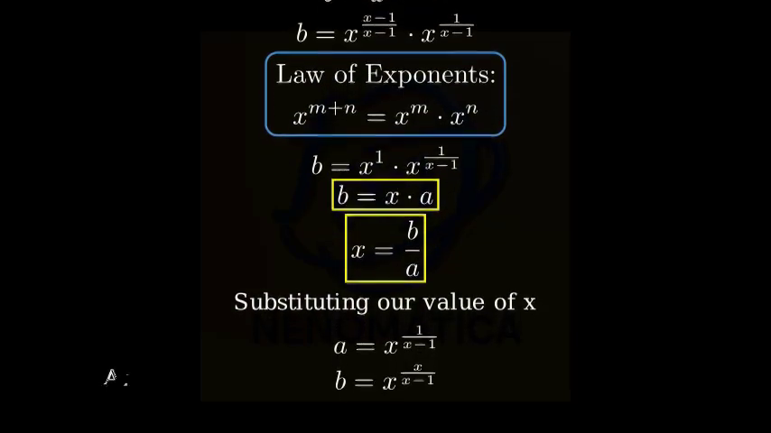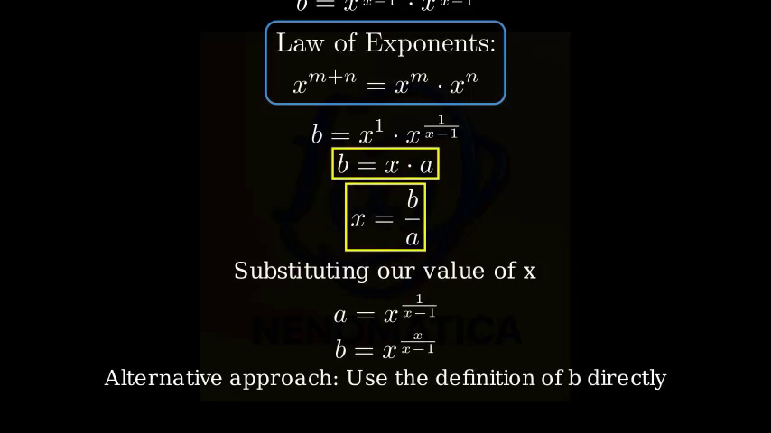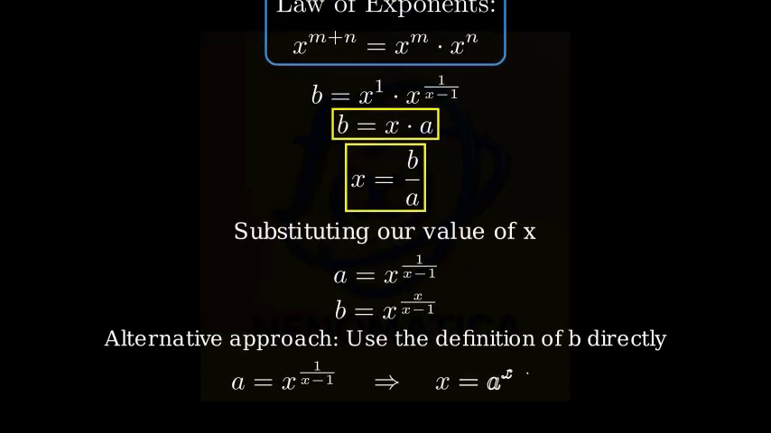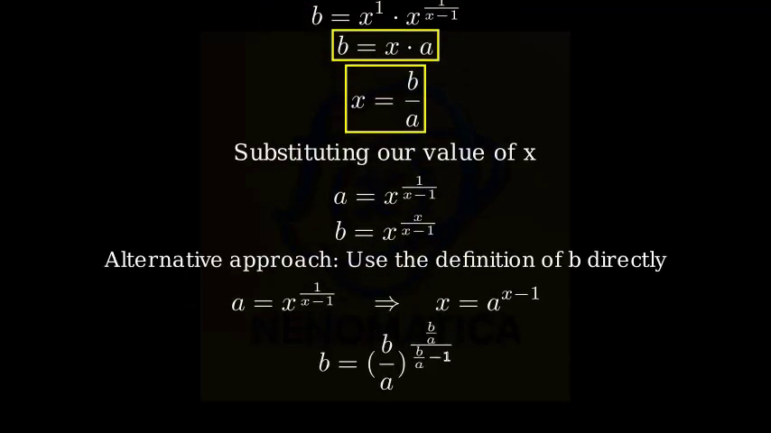Actually, instead of substituting into the formula for a, let's use our formula for b, which is b equals x to the power of x over x minus 1. Since we know x equals b over a, we can substitute this into the definition of b. Now, let's substitute x equals b over a into the formula for b. We have b equals x to the power of x over x minus 1.